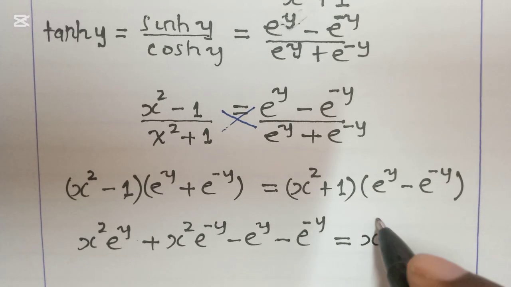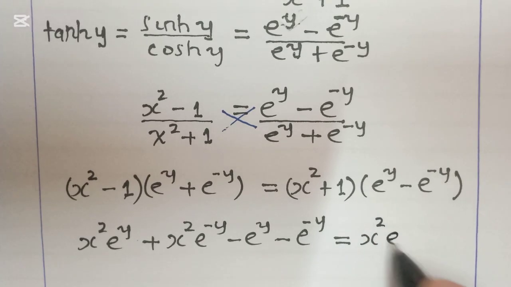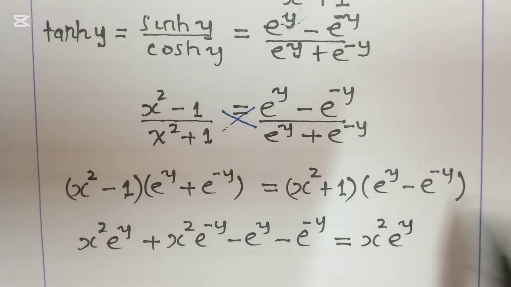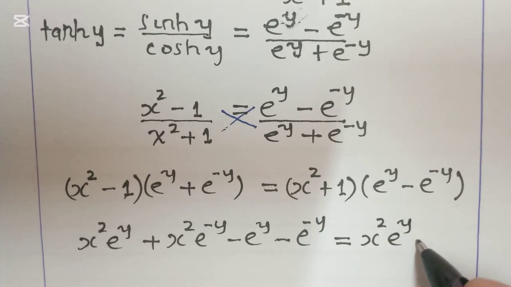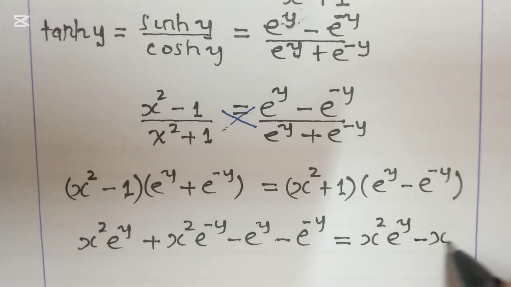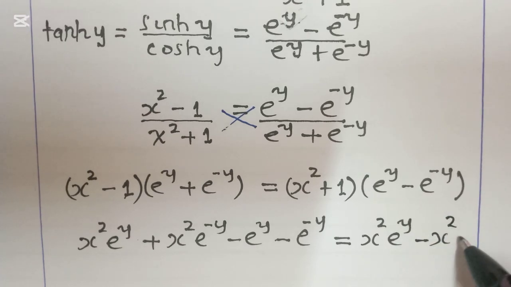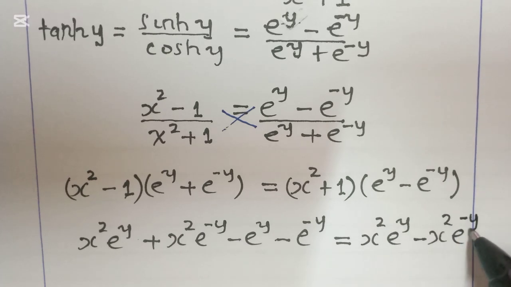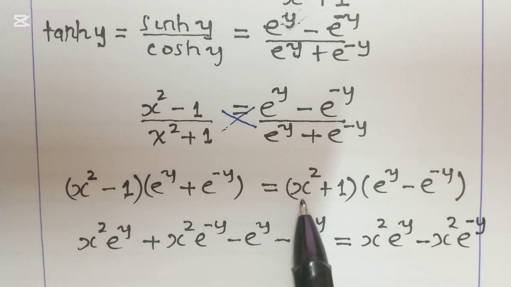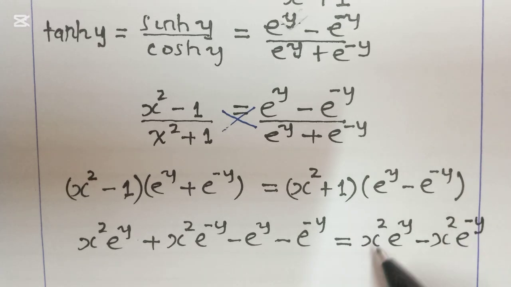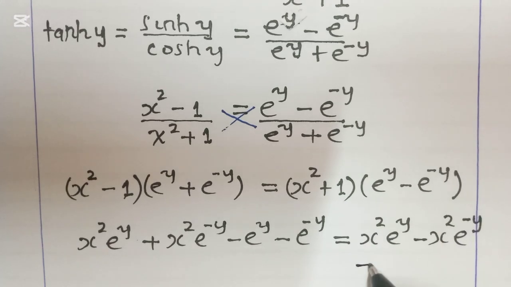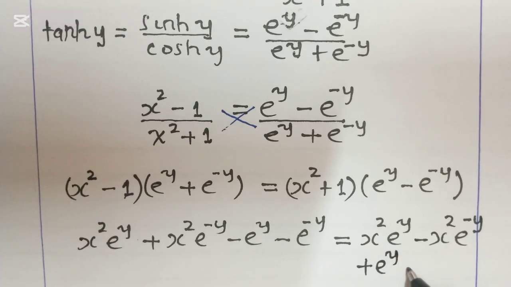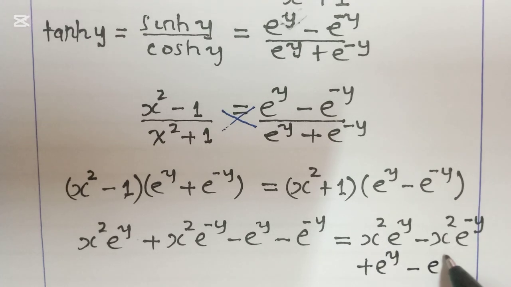That is x squared e raised to y. Multiply that and that, and multiply that and that. This one will be now minus x squared e raised to negative y. So that is for x squared. Then we are remaining with that one. That will be plus e raised to y minus e raised to negative y.